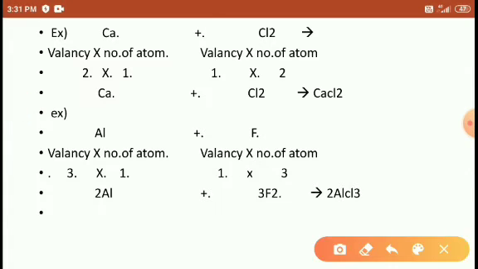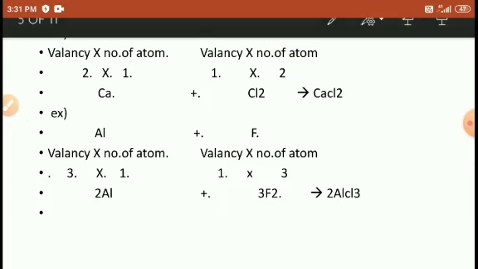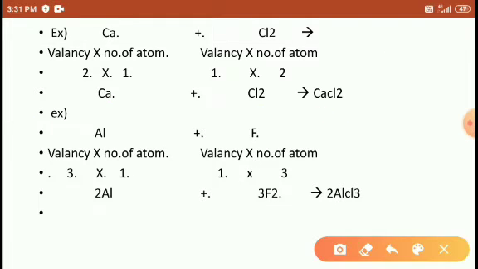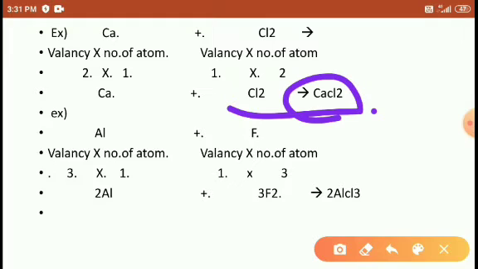Next, students, calcium reacts with chlorine. Valency of calcium is 2, number of calcium atoms is 1. Chlorine here has valency 1, and the number of atoms is 2. Here 2, here the 2. That's why I am using 2 here. Right. So then what we will do, friends? One calcium and 2 chlorines to form calcium chloride. This is the calcium chloride.